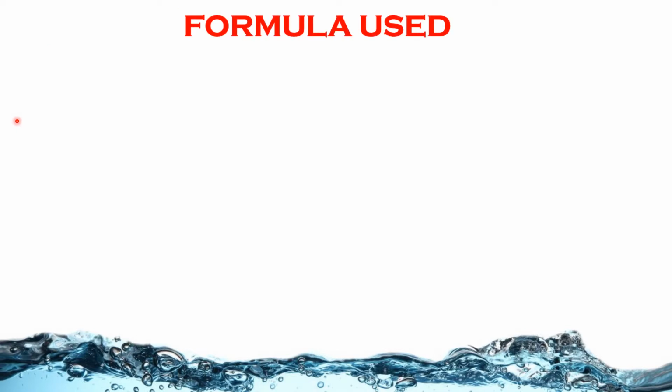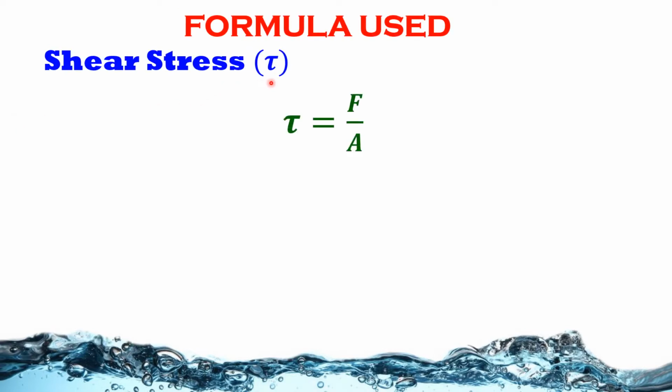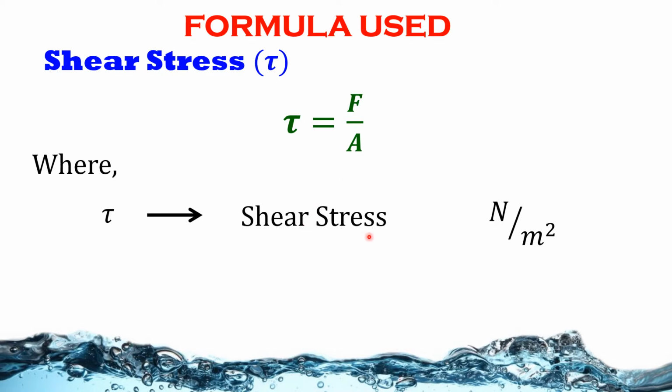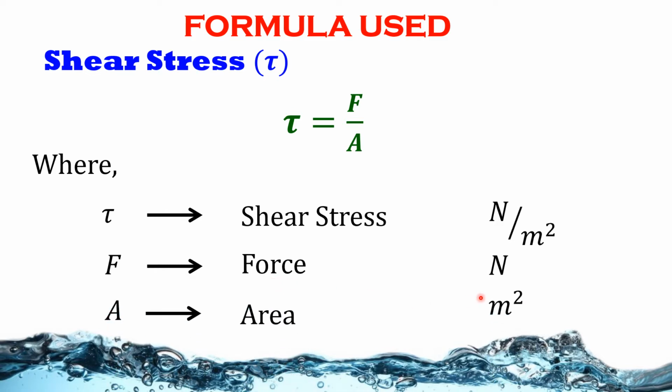The next formula is shear stress. It is denoted by tau. Tau is equal to force by area. Tau is equal to F by A, where tau is shear stress in Newton per meter square, F is force in Newton, A is area in meter square.